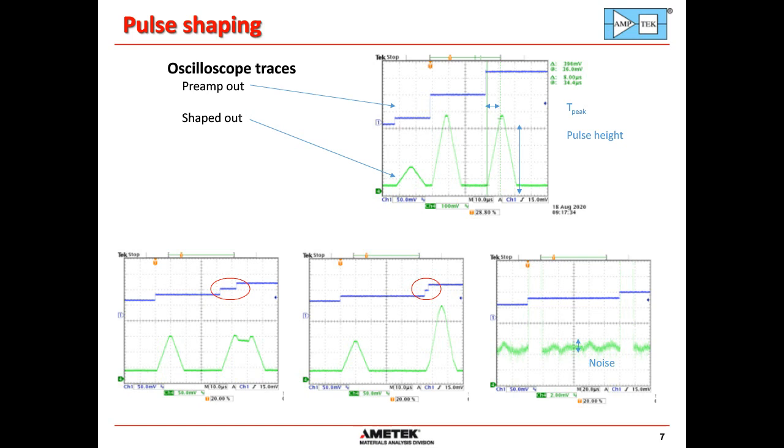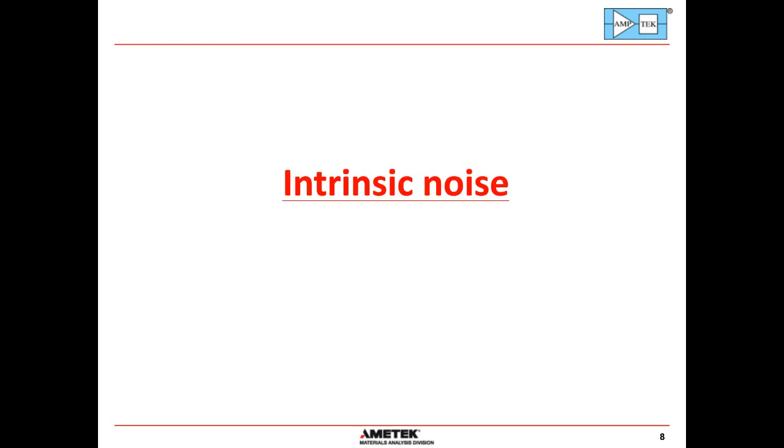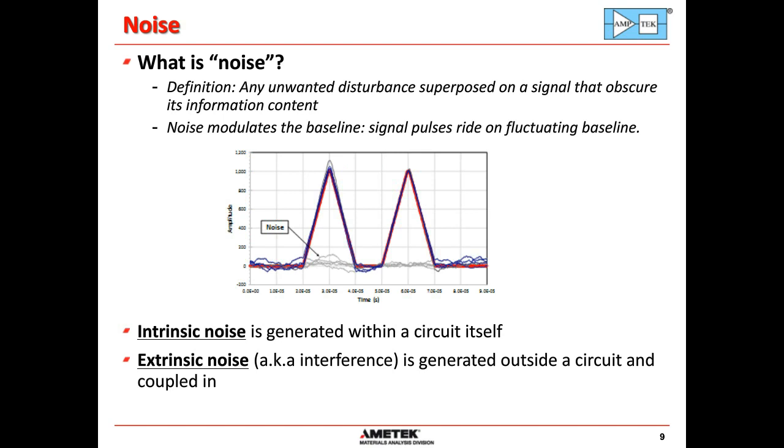Now, our attention turns to intrinsic noise. First question, what is noise? The strict definition is that it's any unwanted disturbance that's superposed on a signal that obscures the signal's information content. In radiation spectroscopy, we have these pulses that we've seen before. The noise modulates the baseline. So the signal pulses are riding on this fluctuating baseline, and the fluctuations in the baseline are the noise. There are two types of noise: intrinsic noise, that's generated within the circuit itself, within the components in the circuit, and extrinsic noise, also known as interference, where it's generated outside a circuit and energy couples in.